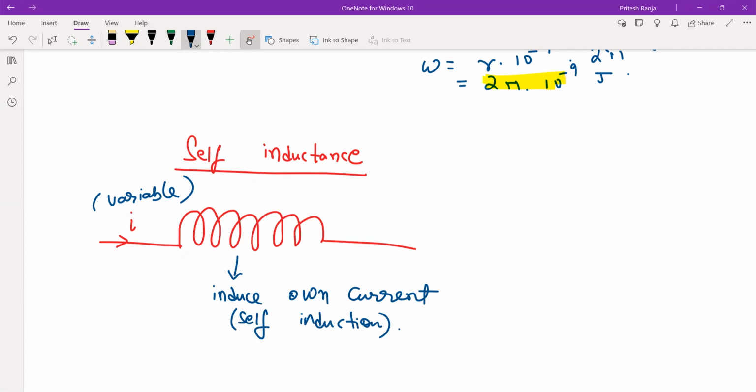So it will induce its own current, and what will be the direction of the induced current such that it opposes the change? So if current is flowing in the right direction, then the current that this coil will induce, let us say I denote it by I_in, indicating that this is the induced current. So this is possible when current is increasing, right? If this current is increasing in the right direction, then according to Lenz's law, we need to oppose the change. So that can be only possible when the current is induced in the left direction.